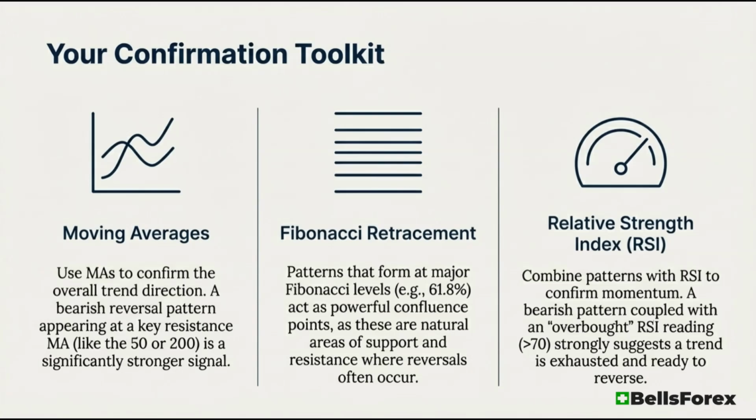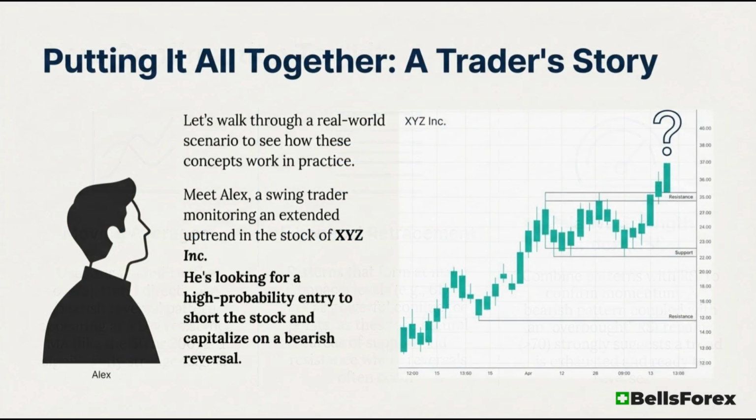So if you see a bearish engulfing pattern forming, and at the same time the RSI has been hovering around, say, 75, that combination is deadly. The pattern signals reversal, and the indicator signals exhaustion. Let's put this all together and see it in action. Let's use the case study from our sources about a hypothetical stock, XYZ Inc., and a trader named Alex.